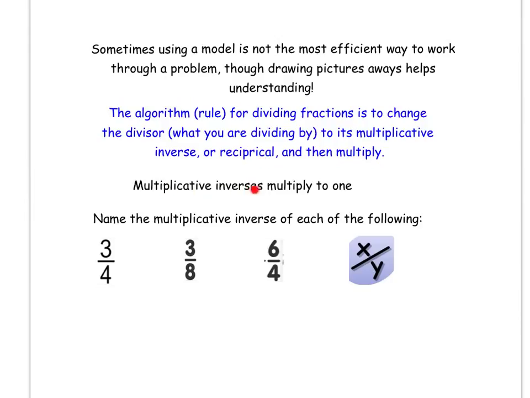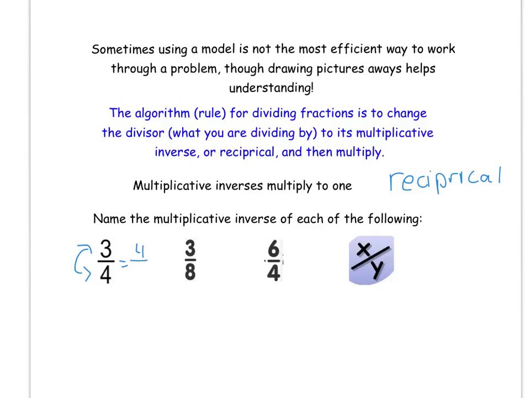So multiplicative inverses multiply to 1. So that's something that's important for you to know too. You're just reversing the order. The numerator becomes the denominator, and the denominator becomes the numerator. Multiplicative inverses. So before we do some more division, let's just name the multiplicative inverse. And again, it's the same thing as reciprocal. So my numerator becomes my denominator, and my denominator becomes my numerator.